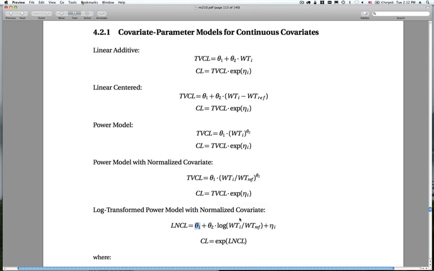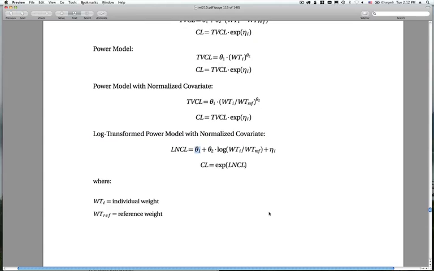Otherwise, the covariate effect interpretation is the same as it would be with the power model here. We have a log normal interindividual random effect. We have a power relationship for the ratio of weight to the reference weight, and that power is theta 2.